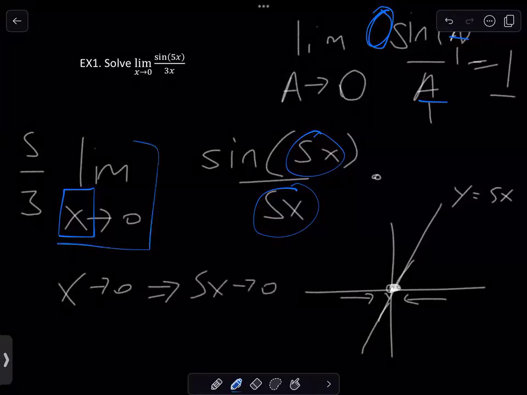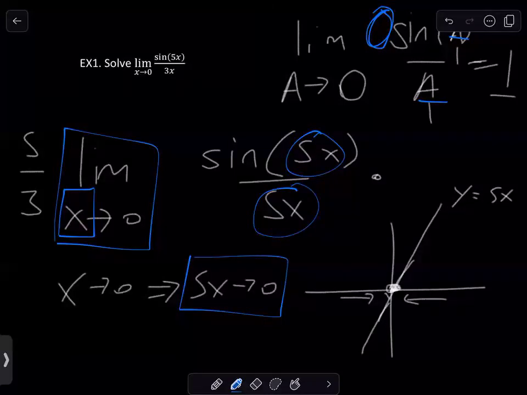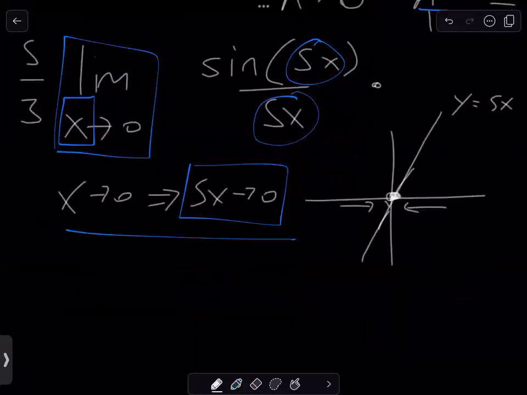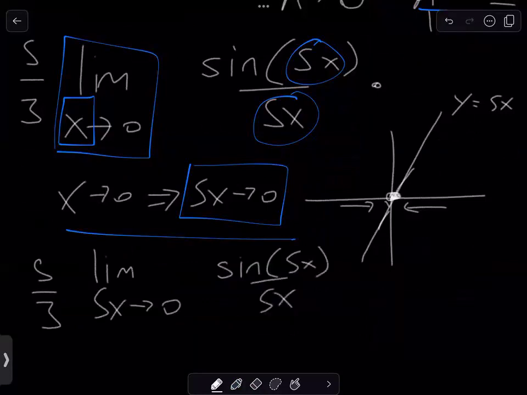So if I took the limit as x approaches 0, it would be the exact same thing as the limit of 5x approaching 0 as well. So what I'm going to do is, I'm just going to write this line out, and then I'm going to write out the limit again. So it'll be 5 over 3, copy that as is, limit as 5x approaches 0 of sine 5x over 5x.